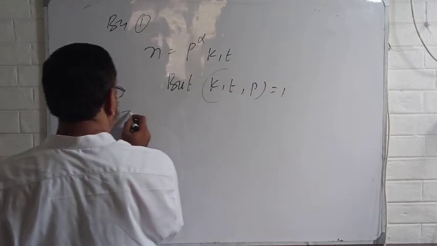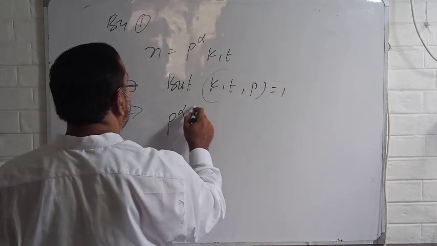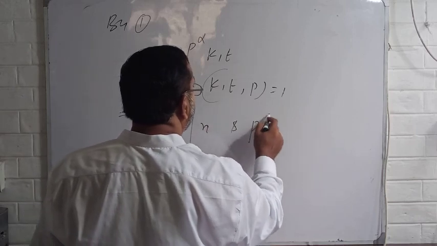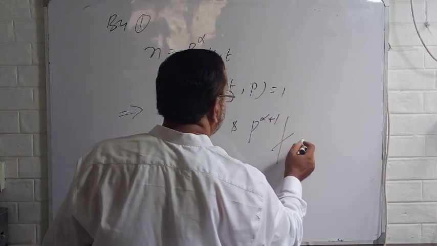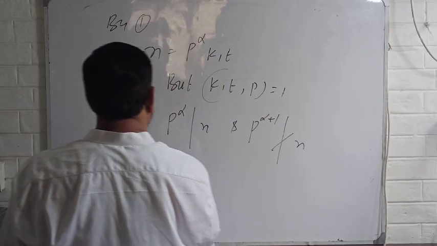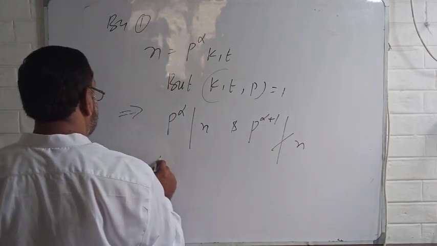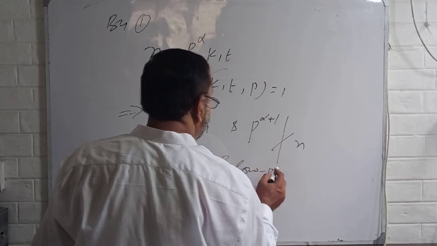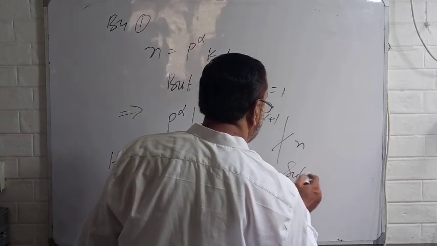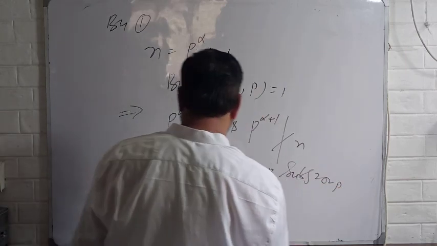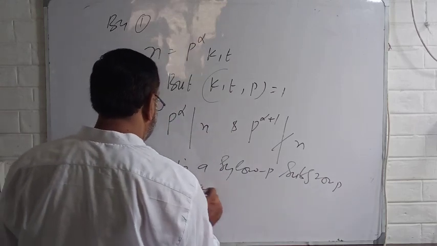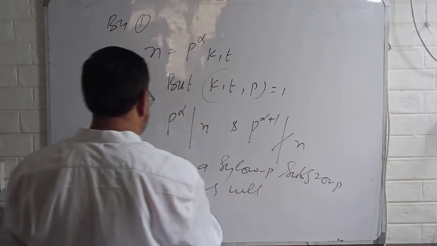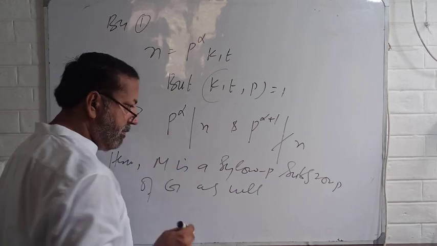This implies p power alpha divides n and p power alpha plus 1 does not divide n. Hence, M is a Sylow-p subgroup of G as well. Sorry, not K, this was M.